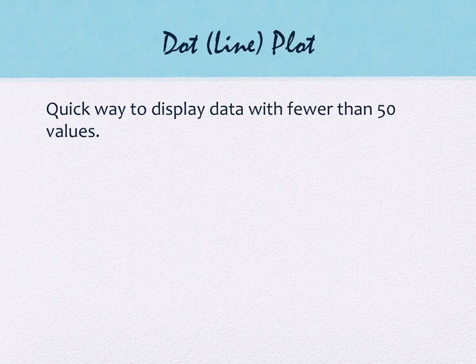Dot or line plot. I'll call it a dot plot. It's written line in parentheses because occasionally you'll see other resources call it different things. But I'm going to call it a dot plot. This is a quick way to display data with fewer than 50 values. More than 50 values, we do something different.